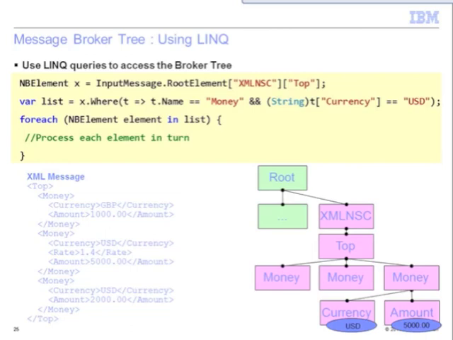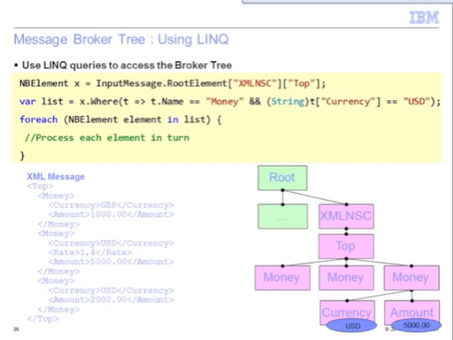You can see bottom left, the style of message that comes in has 3 money elements, each of which has a currency, and 2 of those currencies are USD and 1 of them is GBP. So X points to the top of those 3 money elements, and then the middle line, the more complex line, declares a var list equals X.Where(t => t.Name == "money" && (string)t["currency"] == "USD").